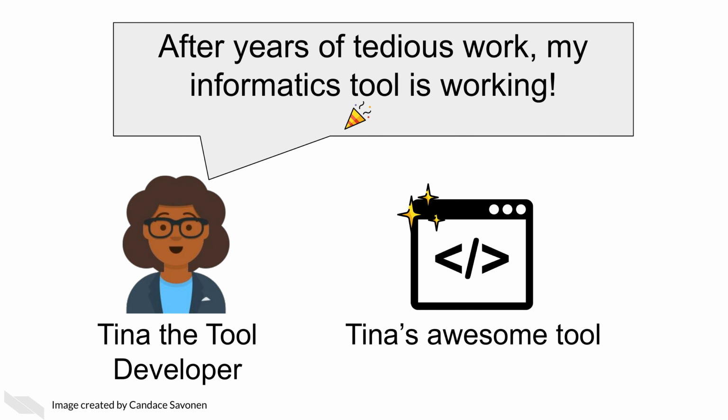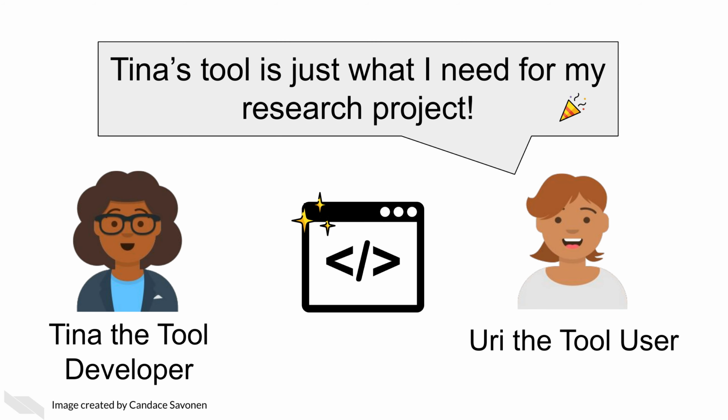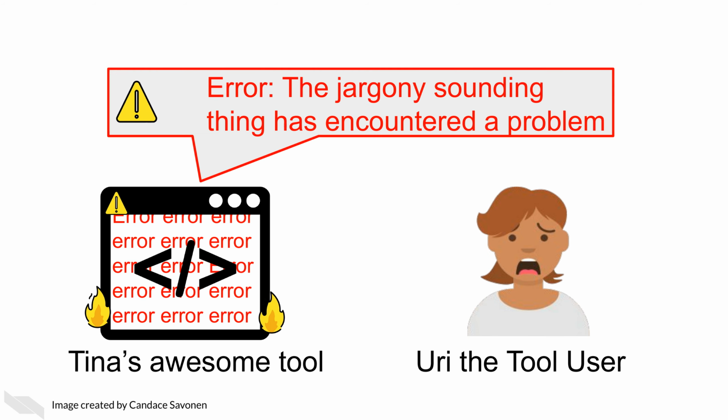Tina, the tool developer, says, "After years of tedious work, my informatics tool is working." Tina's awesome tool is sparkling brand new. Upon finding Tina's awesome tool, Uri, the tool user, says, "Tina's tool is just what I need for my research project." Tina's awesome tool says, "Unintelligible warning, error. The jargony sounding thing has encountered a problem," and is on fire with the word error written all over it.